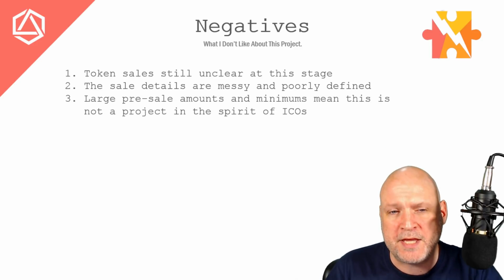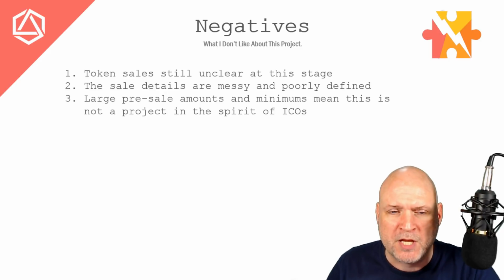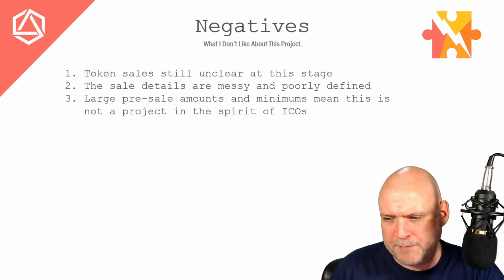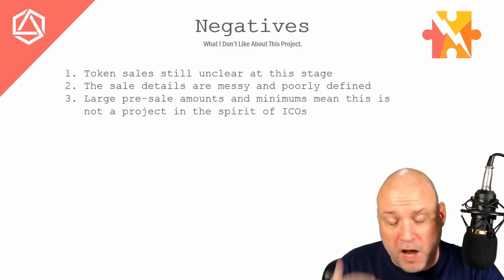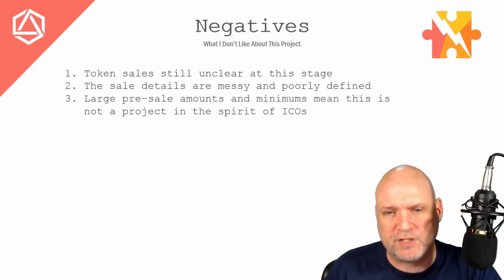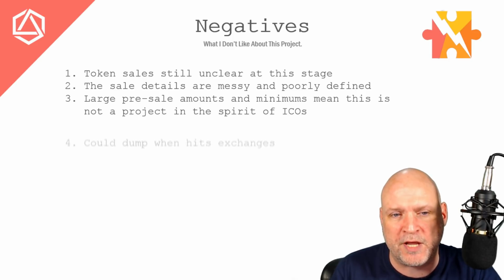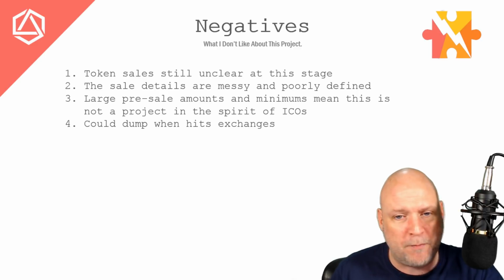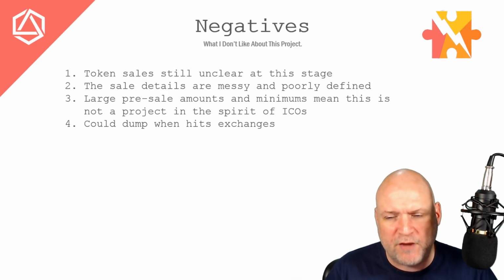Another thing I don't like, and I will mark them down in the scoring, is large pre-sale amounts and minimums mean this is not really a project in the spirit of ICOs. Demanding a minimum of $25,000, having the lion's share of the tokens available only at pre-sale for those investors isn't in the spirit of things, guys, I'm sorry. And as such, it could actually dump when it hits exchanges, because you'll get a lot of people just going in to make big profits, and I don't think the majority of pre-sale participants are in this project because they believe in it.